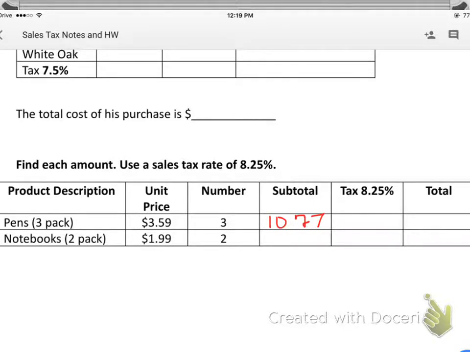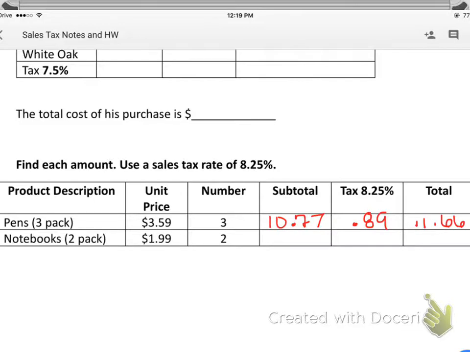So when we multiply 10.77 times 8.25%, or .0825, because that's our sales tax. This is our Texas sales tax, so you need to get used to this. You get 0.89, and so your total for your pack of pens would be $11.66.